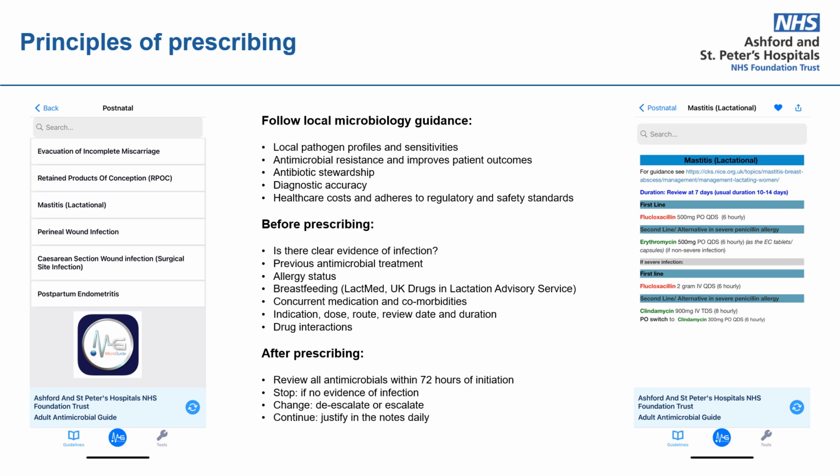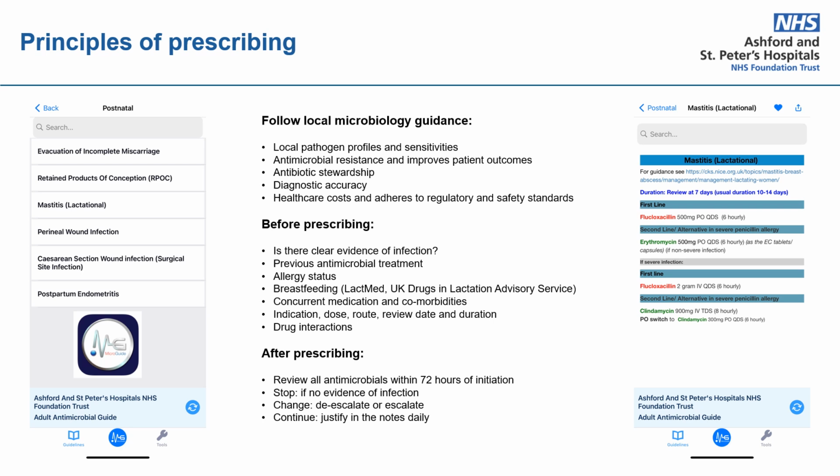Before prescribing antimicrobials for pregnant women, you should also consider the following. Is there clear evidence of infection? Has the patient received previous antimicrobial treatment? What is the allergy status of the woman? Is she taking any concurrent medication? Does she have any concurrent comorbidities? Is she breastfeeding?